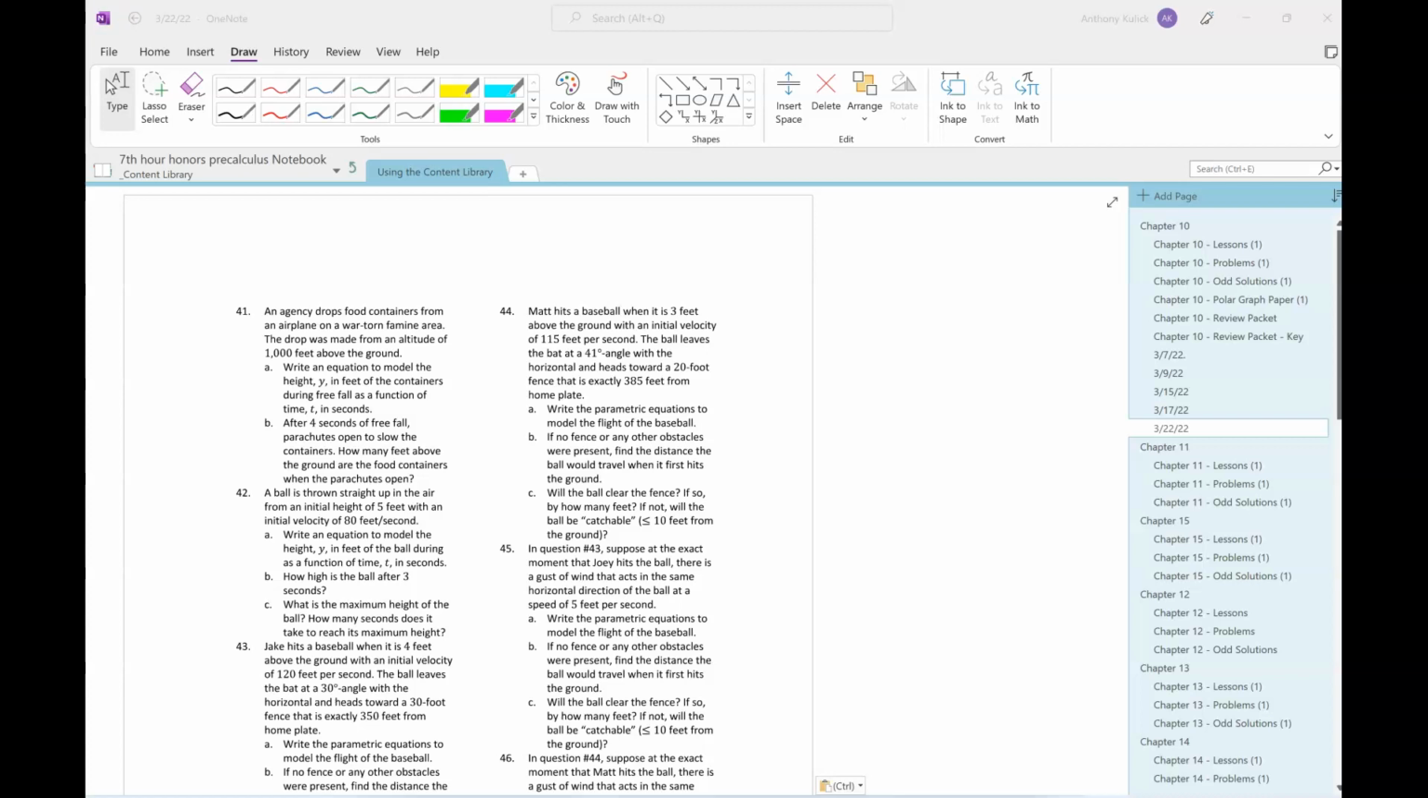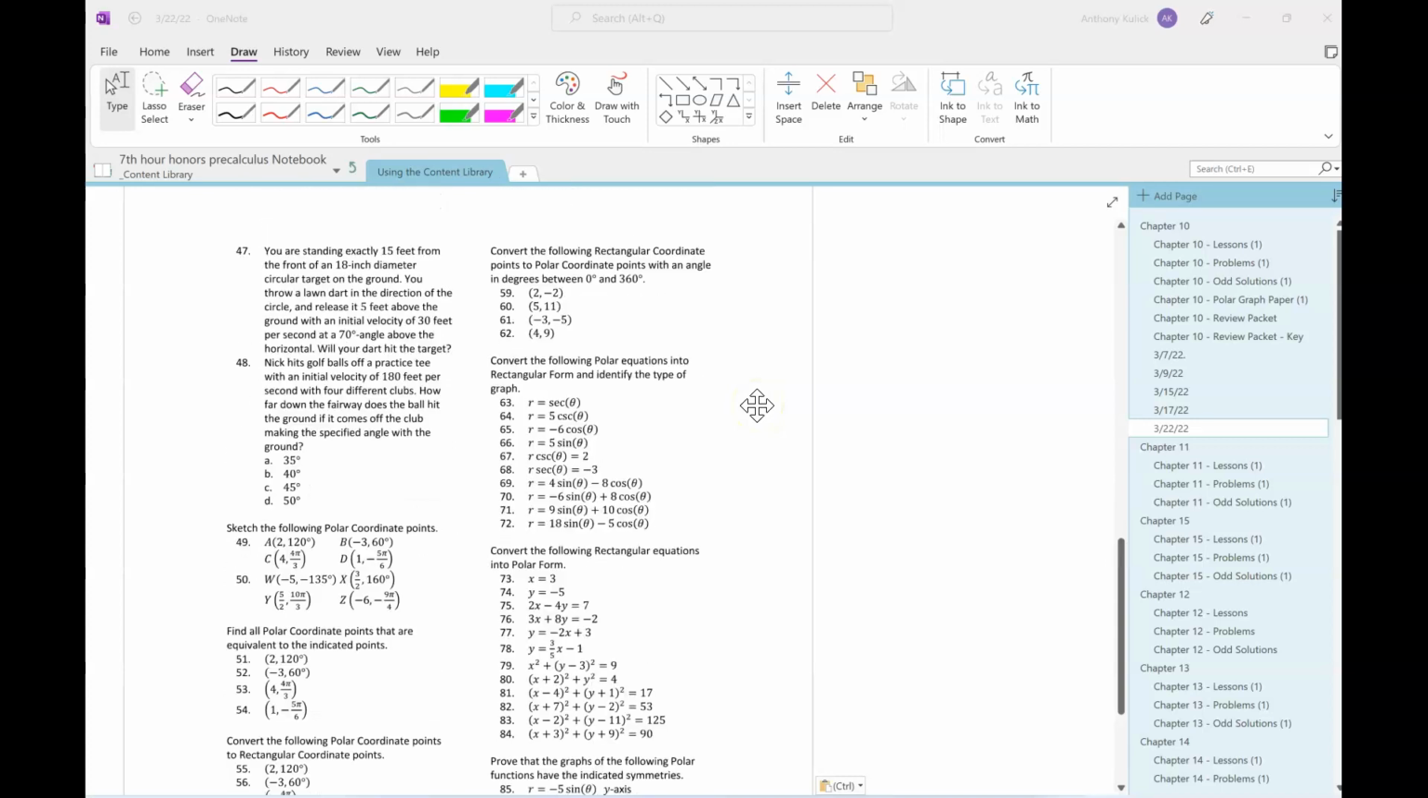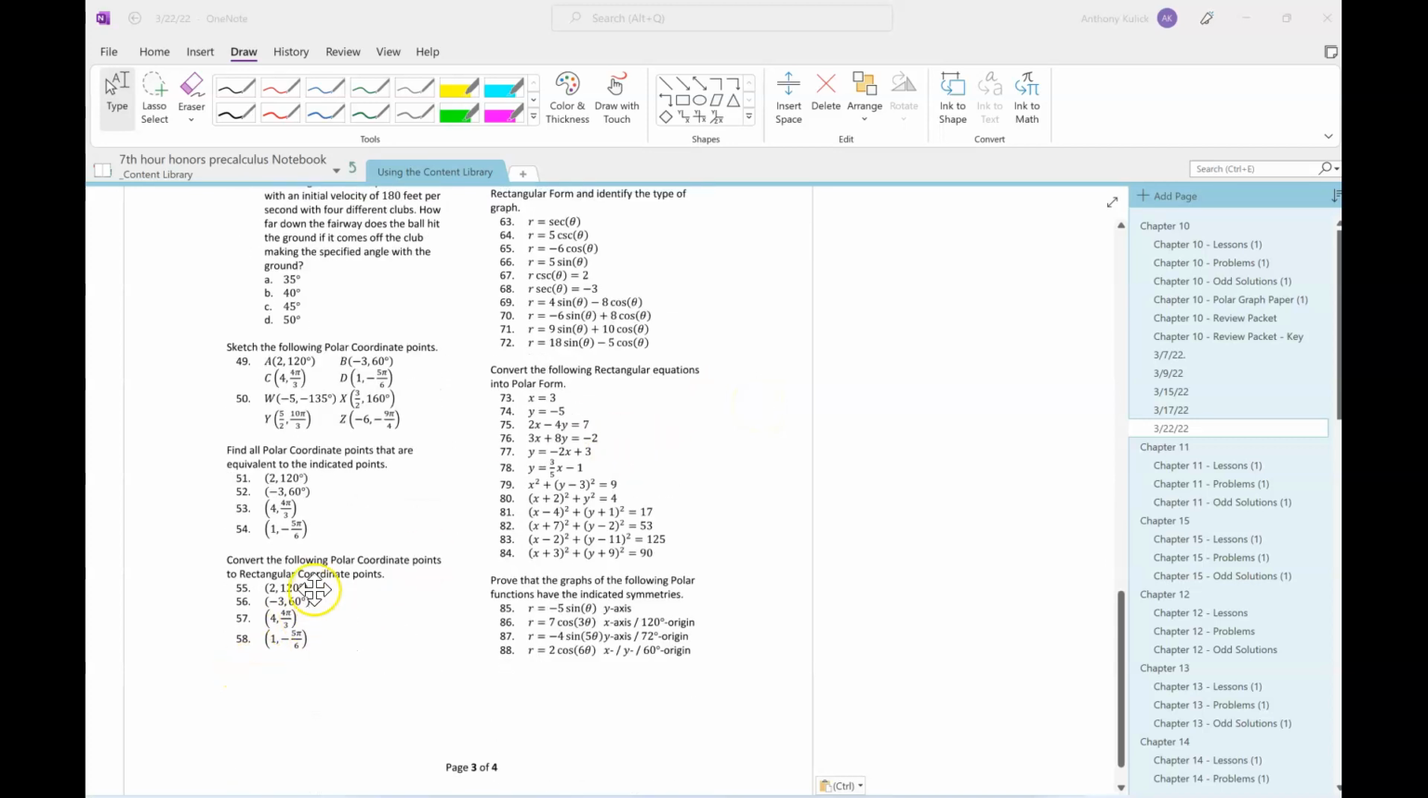Yeah, Josie. I have a quick clarifying question. Absolutely. On numbers like 57, do you put the full radian into your calculator? Like, do I put 4 pi over 3 or do I just put 4 over 3? You'd be in radian mode, and then you'd put 4 pi over 3. So I include the pi? Yep. You do 4 cosine 4 pi over 3 and 4 sine 4 pi over 3.